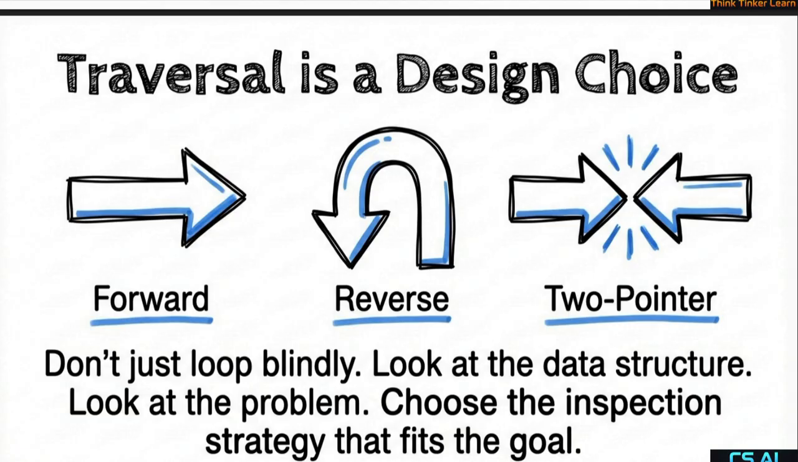Traversal is a design choice. So let's bring it all home. The main takeaway from this video is that traversal is a design choice. We have covered three main strategies: simple forward iteration, reverse traversal for when you need to see the future, and the powerful two-pointer technique for in-place, efficient solutions. Don't just loop blindly. When you approach a new problem, take a moment to look at the data structure, look at the constraints, and consciously choose the inspection strategy that best fits your goal. This deliberate choice is what separates a good programmer from a great engineer.